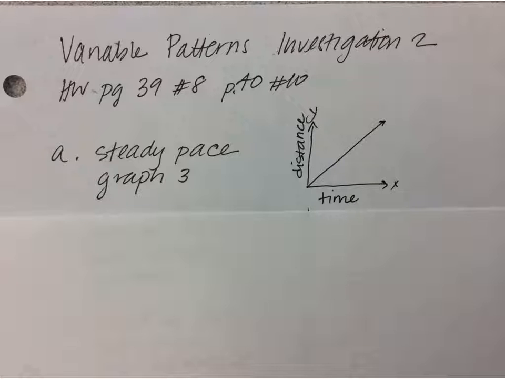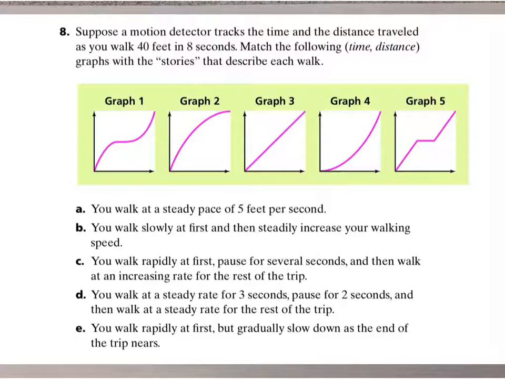and distance on the y-axis, my steady pace is going to be a linear graph going in a diagonal upwards pattern. Now the next thing I'm going to do is take a look at B, and B is actually telling me I have a slow pace at first, and then it steadily increases. So I'm going to take a look at those graphs again. I'm going to go back to the original. And which of these graphs lets me know that I have a slow start and then I increase my pace as time goes on.